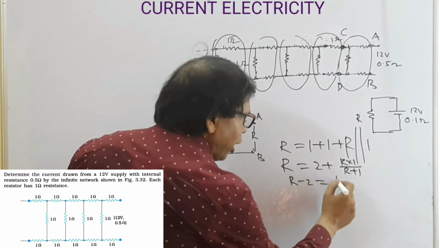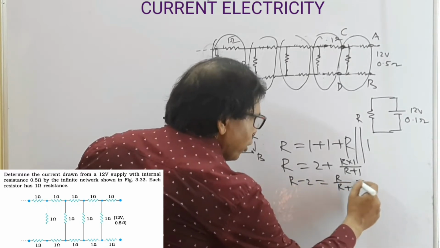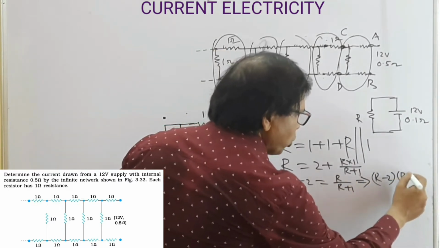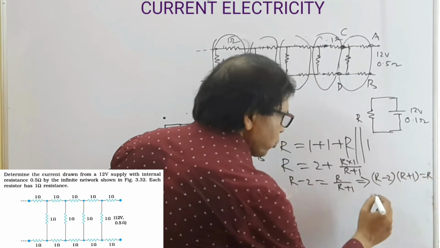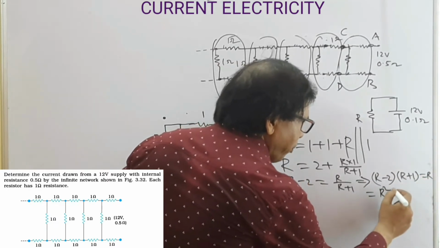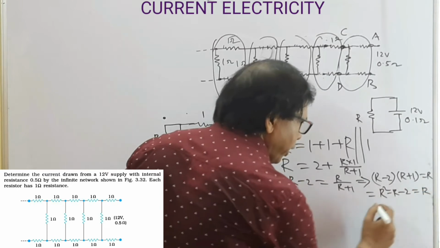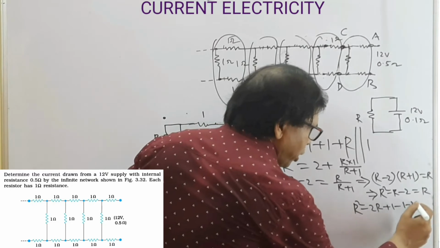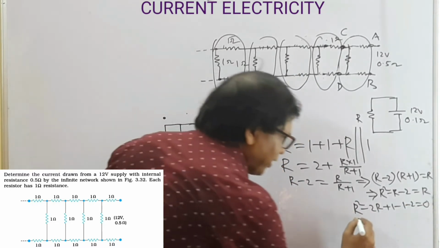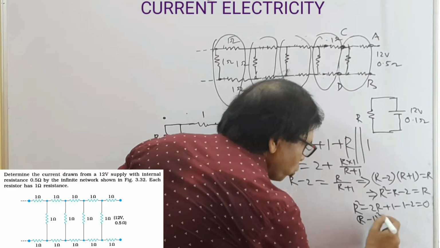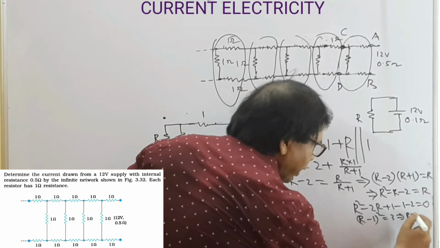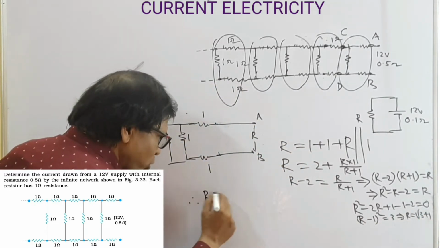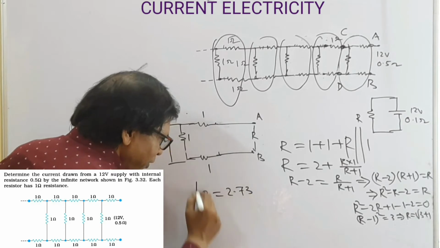So R minus 2 equal to R divided by R plus 1. From this relation we get R minus 2 into R plus 1 equal to R. So R square minus R minus 2 equal to R, so R square minus 2R plus 1 minus 3 equal to 0. So R minus 1 whole square equal to 3. Therefore R equals root 3 plus 1. Understood? Therefore R equals 2.73 ohm.